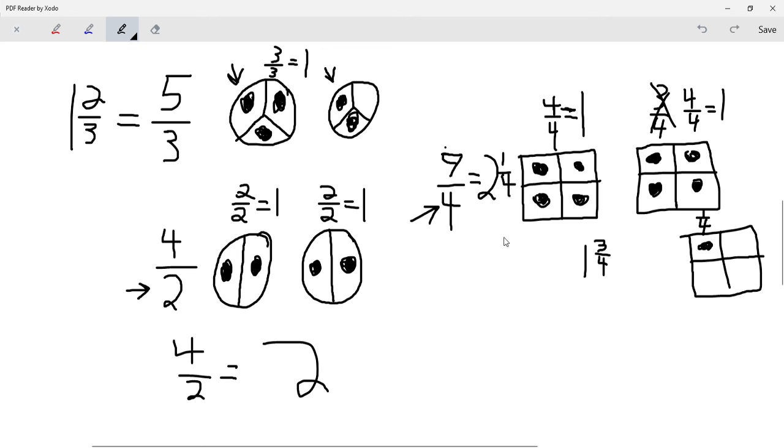So hopefully that gives you an idea of how mixed numbers work, and how improper fractions can become mixed numbers through models.